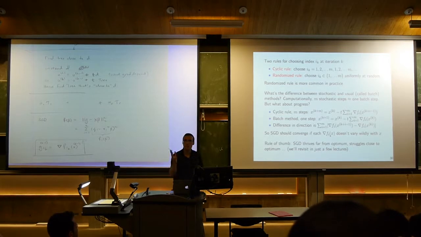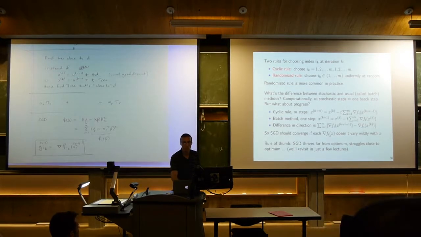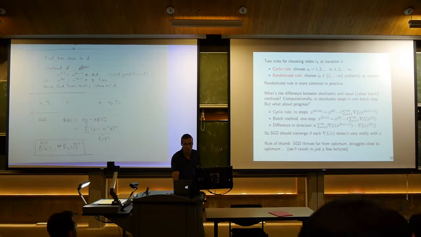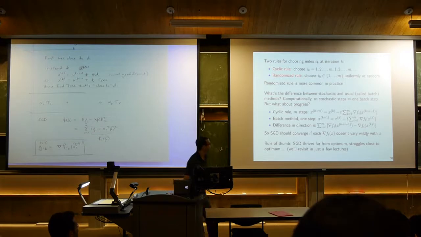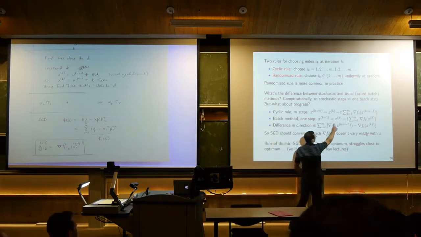So we can definitely see some path to proving that SGD should converge, because the update directions maybe aren't that different as long as the step sizes are small enough, and these functions fi don't have wildly varying gradients.